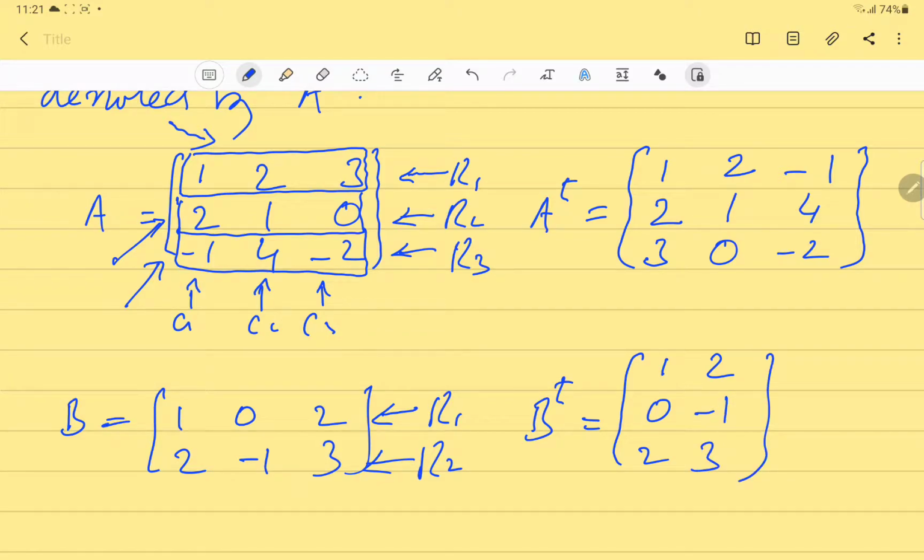Now you can see that the order of the matrix has changed. The order of B was 2 by 3. Now the order of its transpose is 3 by 2. So this one is 2 by 3, the order of B, and the order of the transpose of B is 3 by 2.